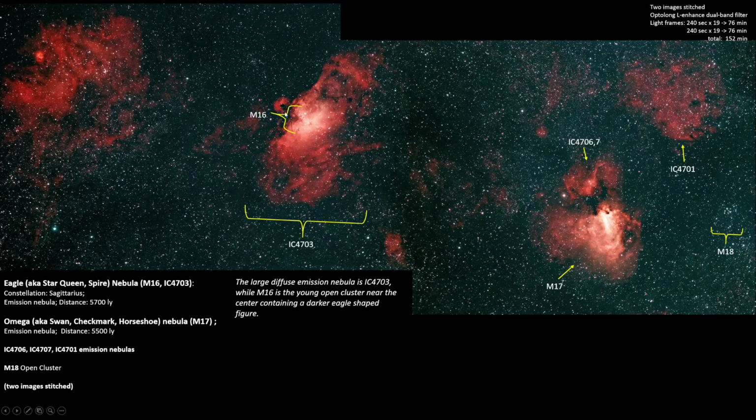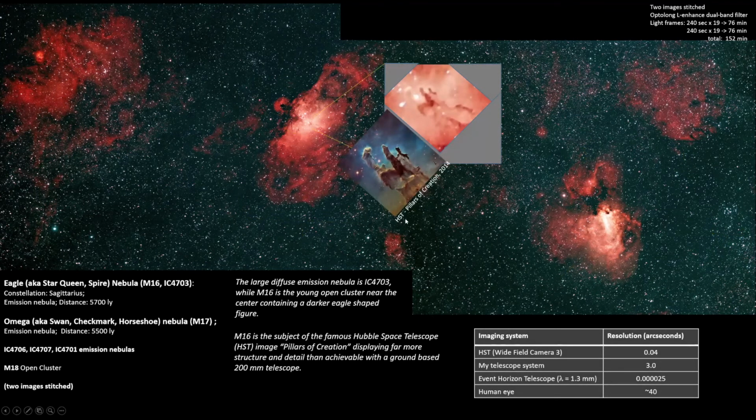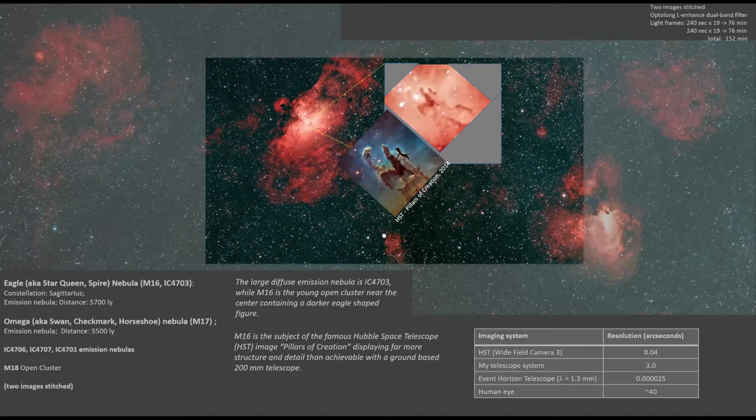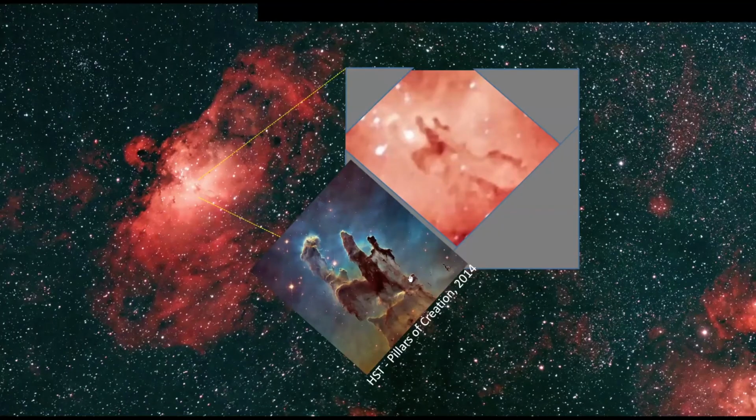This area of the sky is most well known for the famous image taken with the Hubble Space Telescope, the Pillars of Creation. And the Pillars of Creation is of the Eagle Nebula, which has this little eagle shape, which you can see, I think, a little bit better in my blow up here, my image of the Eagle Nebula. Needless to say, the resolution achievable with the Hubble Space Telescope is far better than what one can do with an 8-inch ground-based telescope.